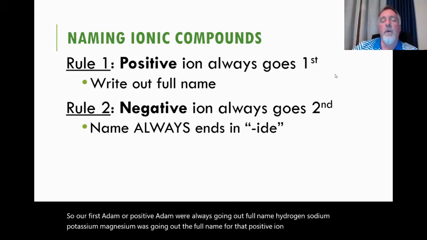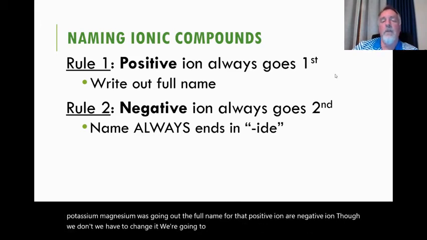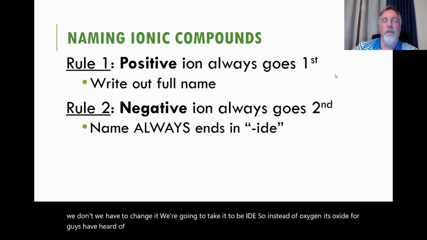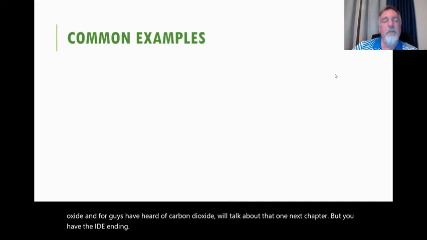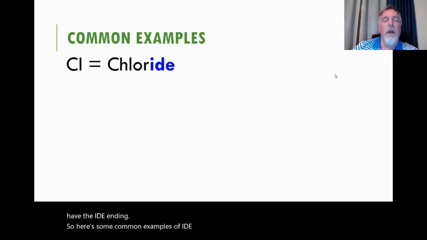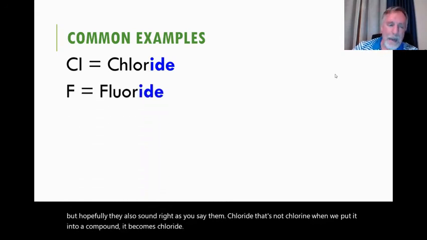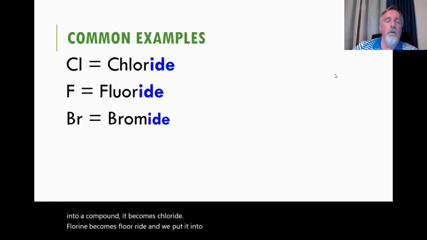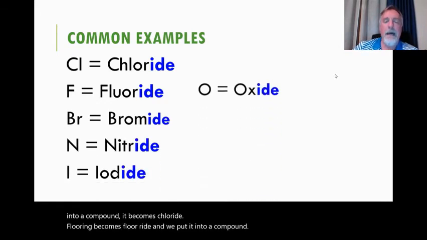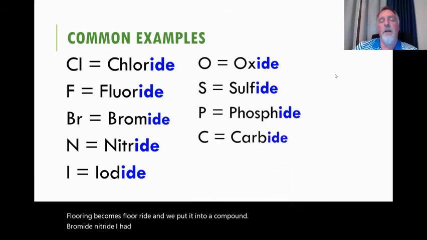Our negative ion, though, we don't. We have to change it. We're going to tweak it to be IDE. So instead of oxygen, it's oxide. You've heard of carbon dioxide. We'll talk about that one next chapter, but you have that IDE ending. So here are some common examples of IDE endings. You want to be very careful. You're going to need to memorize this. There are not too many, but hopefully they also sound right as you say them. Chloride. That's not chlorine. When we put it into a compound, it becomes chloride. Fluorine becomes fluoride when we put it into a compound. Bromide, nitride, iodide, oxide, sulfide, phosphide, carbide.